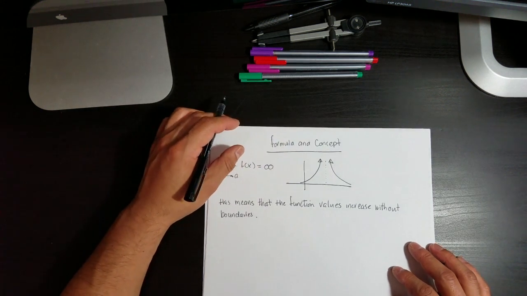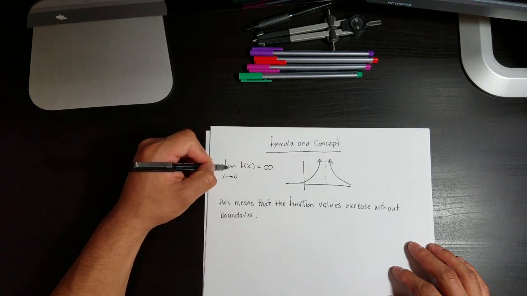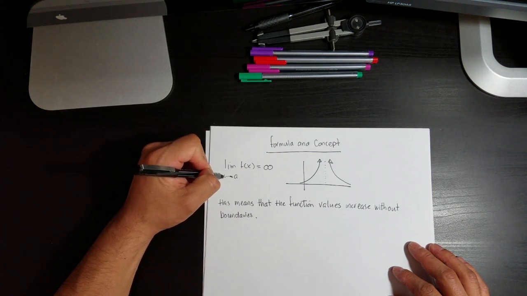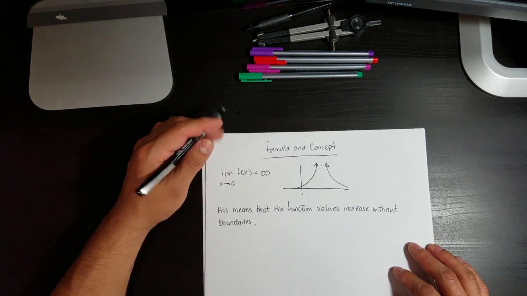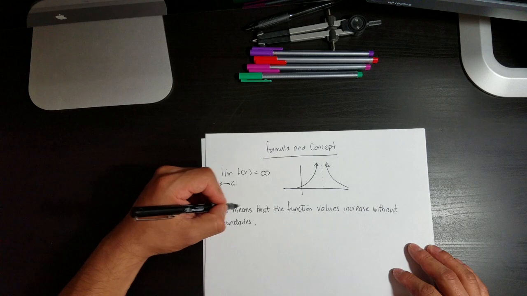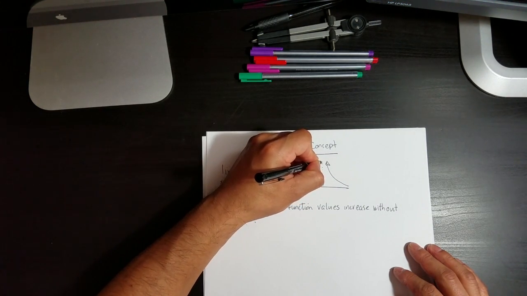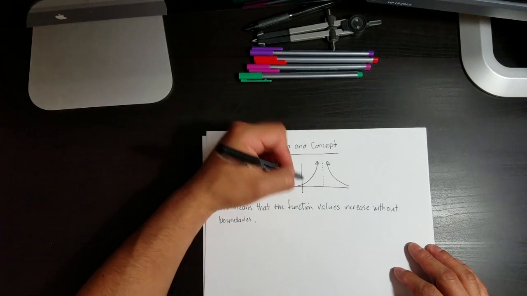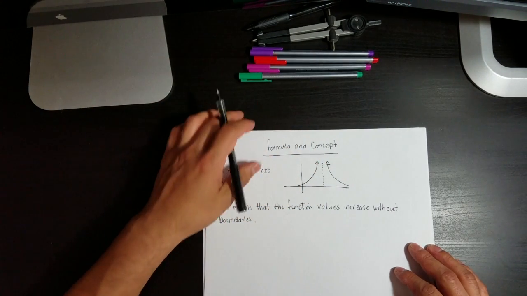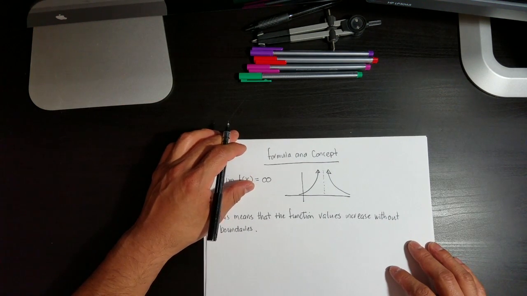The formula and concept for infinite limits is basically this. Limit as x approaches a of f of x equals infinity. So the way the graph looks, this means that the function values increase without boundaries. So basically, whether you approach from the left or the right, your function just continues on going. So let's do a couple of examples and see what we're talking about.